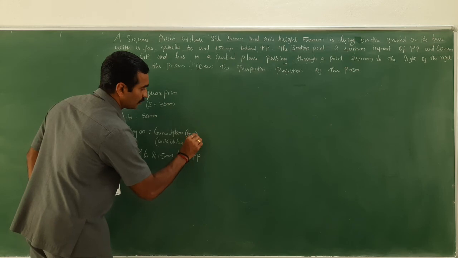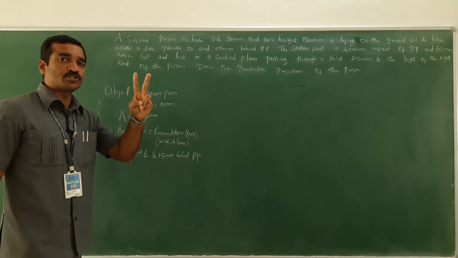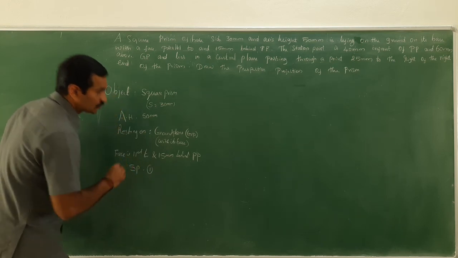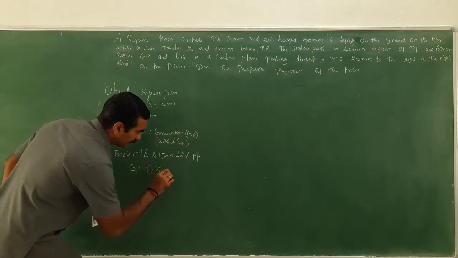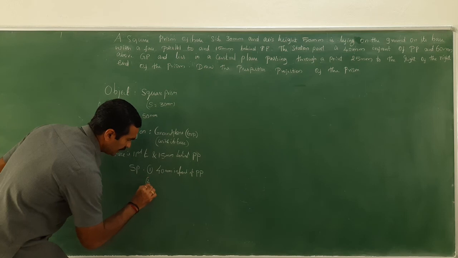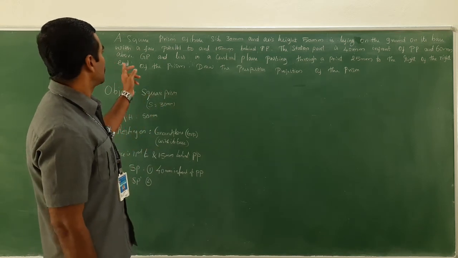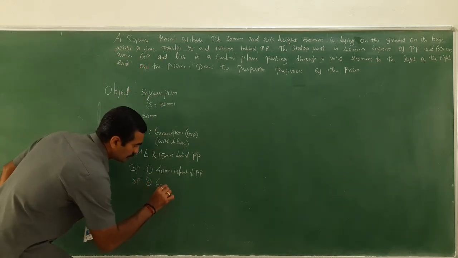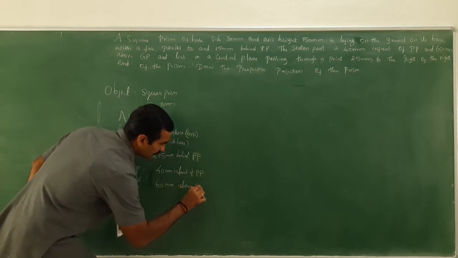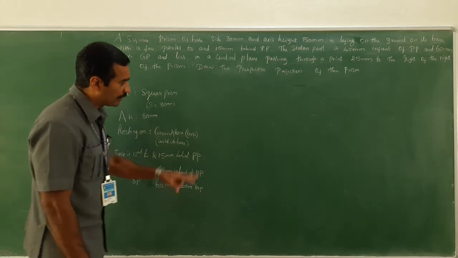GP is ground plane. The station point is 40 mm in front of PP. So there would be two station points, right? The first one, SP, is 40 mm in front of PP. The second station point, that is SP dash, is 60 mm above GP.